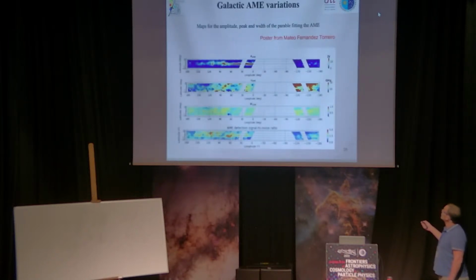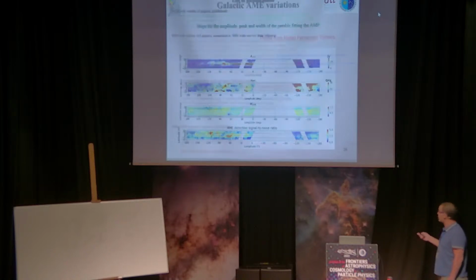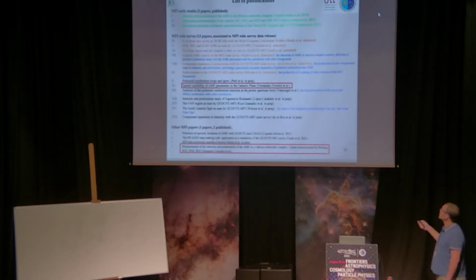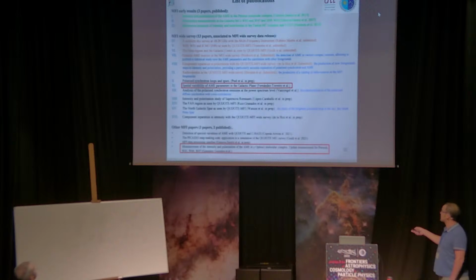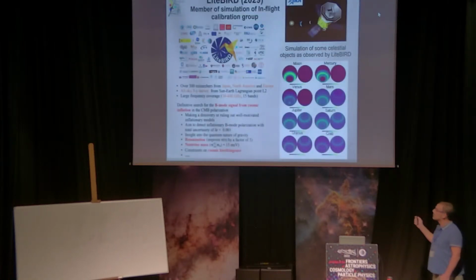So this is the work from Matteo. This is the study of the AMI variation along the galactic plane. You can see the details in the poster from Matteo. This is a list of our publications. Some of them are already published. This is the publication from Matteo. This is mine. And the last slide.